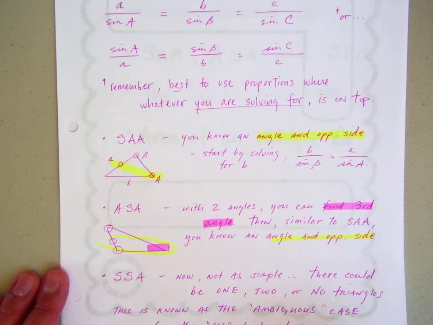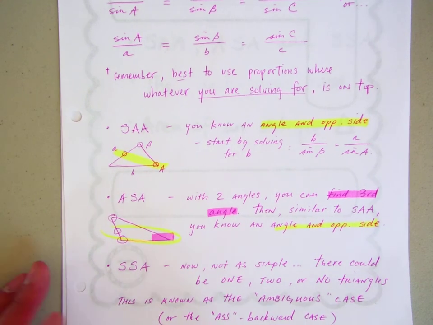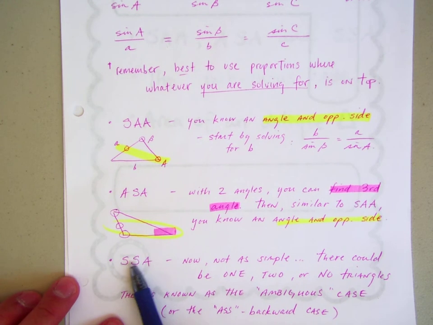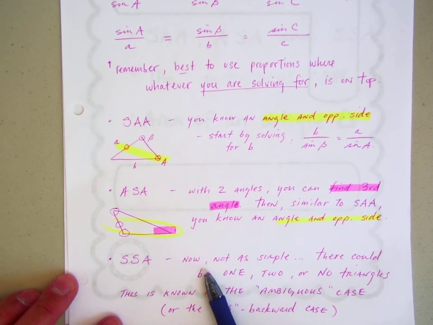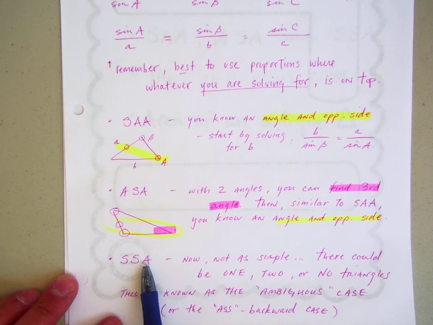The last part now is side-side-angle. A lot of people giggle and think of it backwards. Now, if I do have side-side-angle, we do have the opposite side and an angle. I should have drawn a picture, but I didn't. This one is known as the ambiguous case.